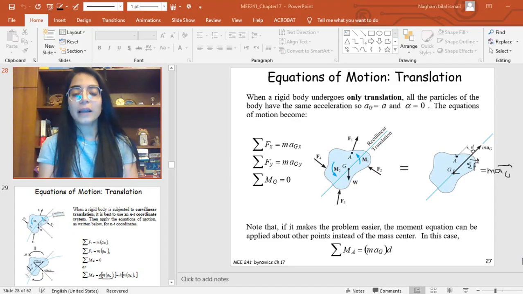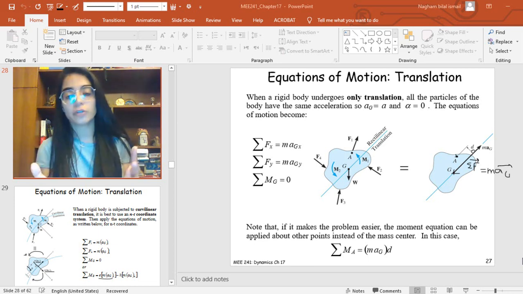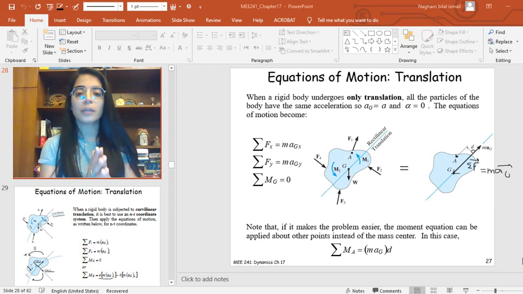Good morning, guys, and welcome back to the last part of Chapter 17, Kinetics of a Rigid Body in Rotation and in General Plane Motion. So far, we talked about the moment of inertia and how to compute it as the resistance of rotation.